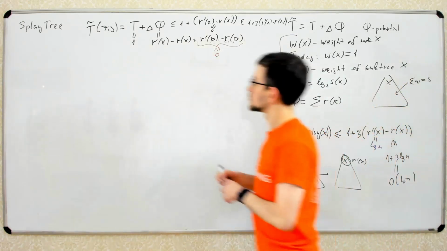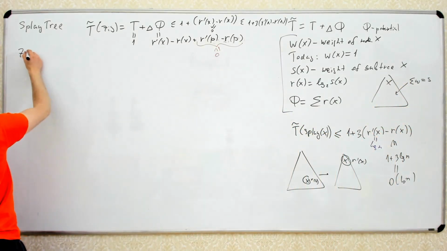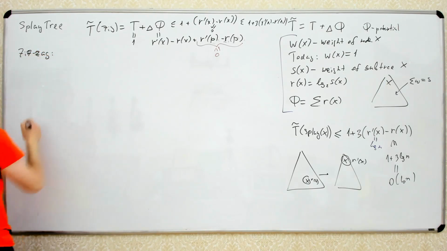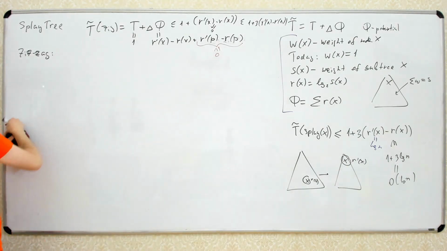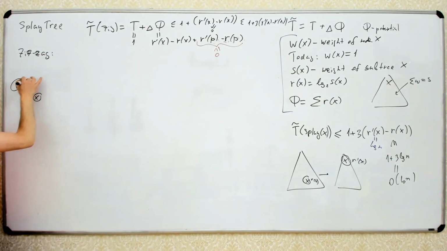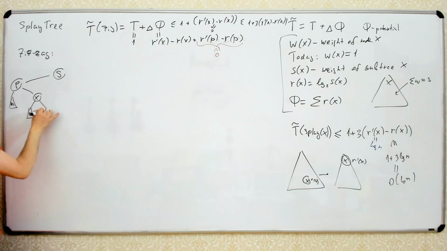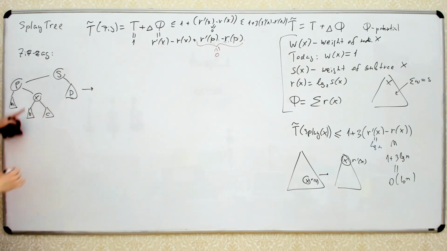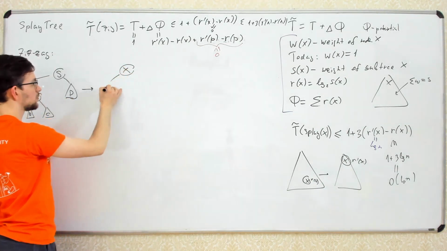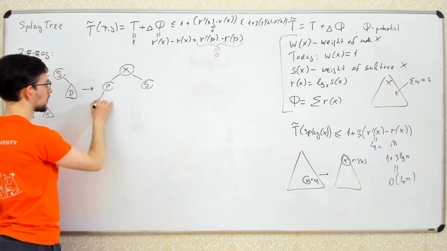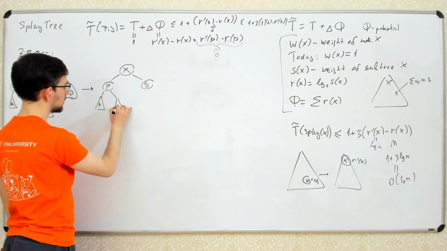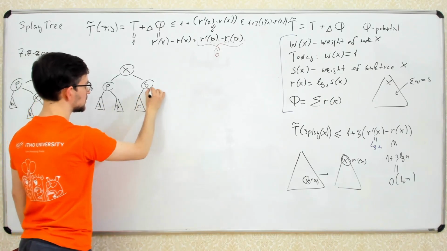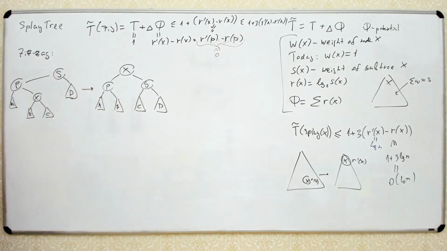Let's start with the zigzag operation. What happens when you have a zigzag operation? Well, let's draw a picture again. We have this X, this P, this G. We have some nodes here, A, B, C, D. Now we apply a zigzag, so this X is now the root. P is here, G is here, A, B, C, and D. Nice.